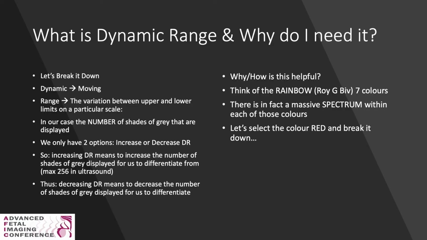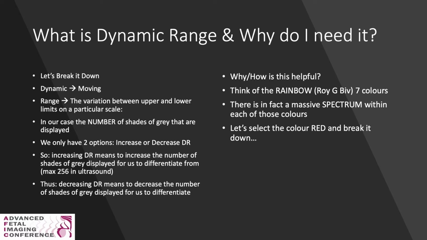So I'm hoping you are able to pick out some of the differences and one or two reasons why you felt that way. So what is dynamic range and why do we need it? Let's break it down. Dynamic simply means moving, and range is the variation between upper and lower limits of a particular scale. In our case, this is the number of shades of gray that are displayed. We only have two options with dynamic range. We can either increase or decrease it.